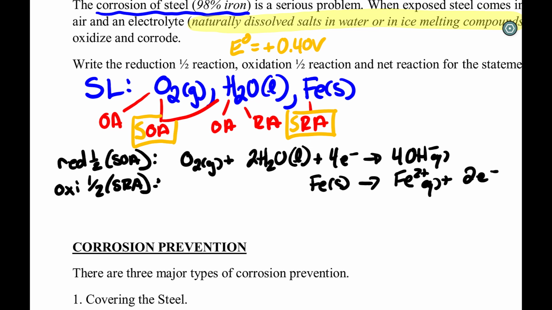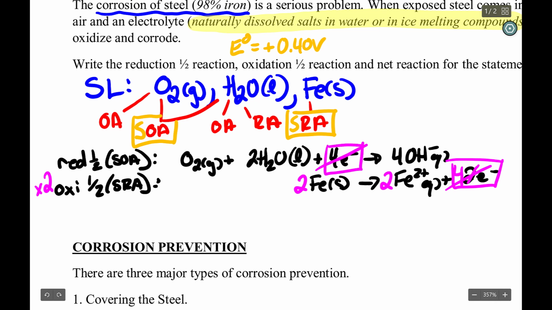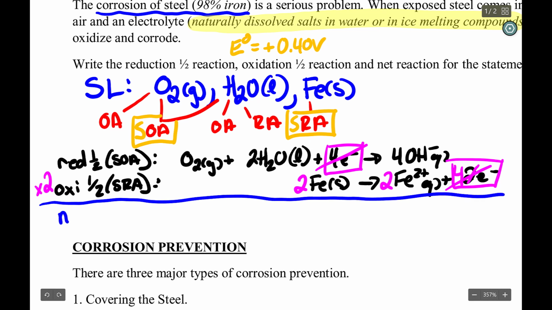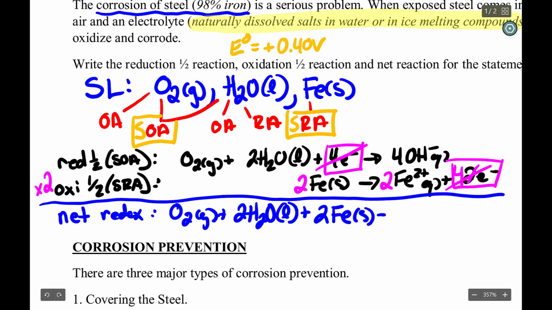Now, in order to balance this properly, we need the electrons to cancel. So I'd multiply the oxidation half by 2 to give me 4 electrons. So 2, 2, 4. Those electrons would cancel with these electrons. And then I can put together my net reaction. So the net redox reaction would be O2 gas reacting with 2 water liquids and 2 iron solids, becoming 2 Fe2+ ions plus 4 hydroxide ions, aqueous.